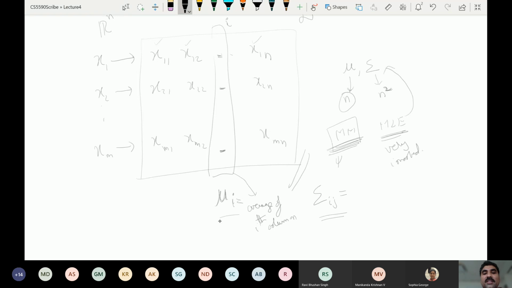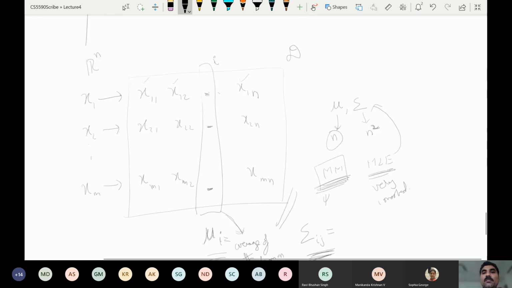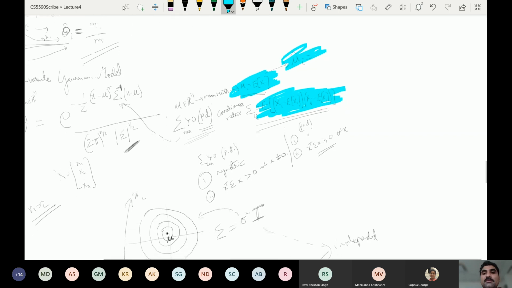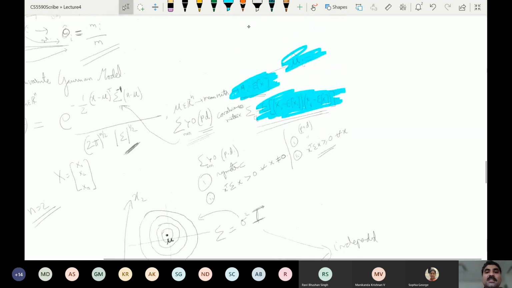See, if I wanted the ith entry of the mean, you just took the ith column and took the average. If I want the ijth covariance, what should I do? What does the formula say? I should look at the ith random variable and subtract its mean, and take the jth random variable, subtract its mean, and take a product. That's all, and take the average over all samples. That's what this formula is saying, right?